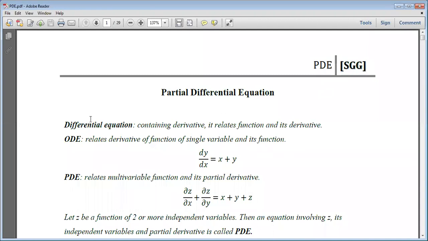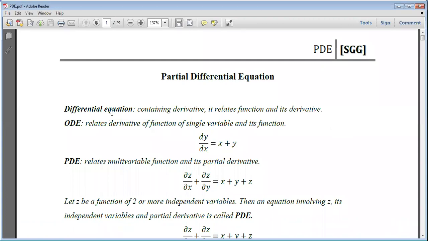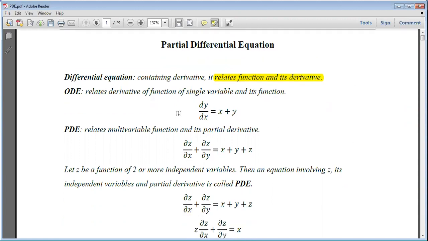Before partial differential equations, we will see what differential equations are. A differential equation contains a derivative of a function and the function, or it is a relation between a function and its derivative. That kind of equation is known as a differential equation. Differential equations are of two types: ordinary differential equations, known as ODE, and partial differential equations, known as PDE.